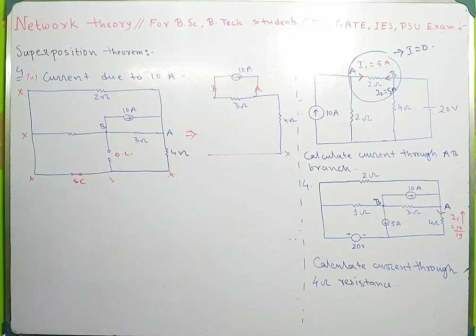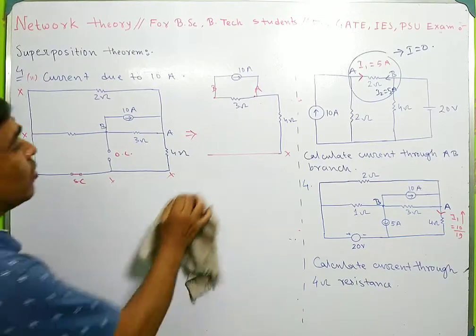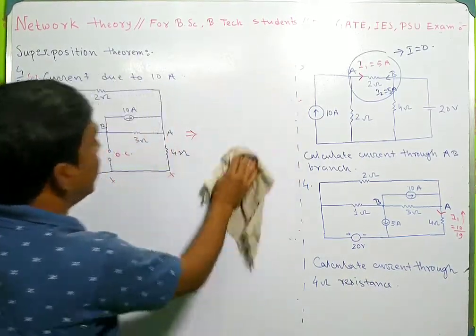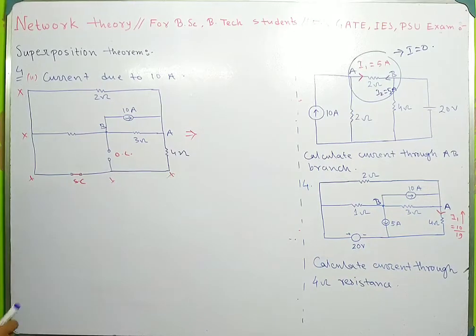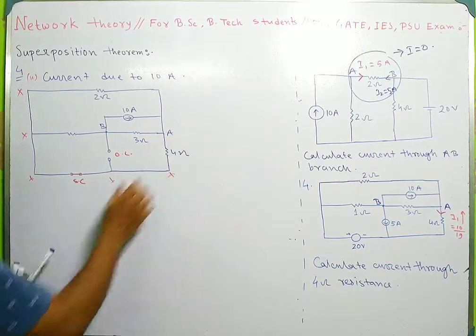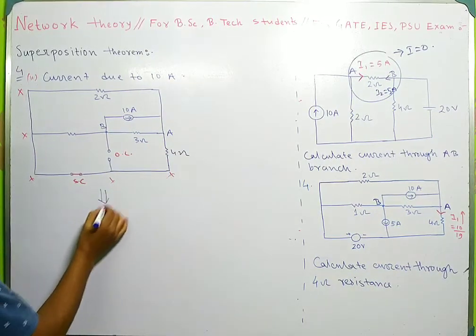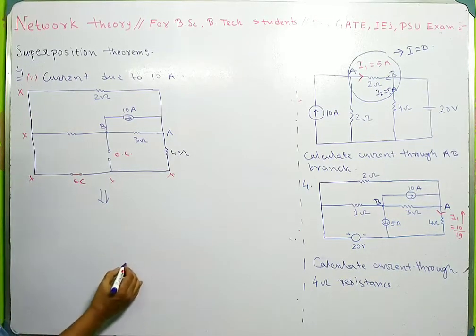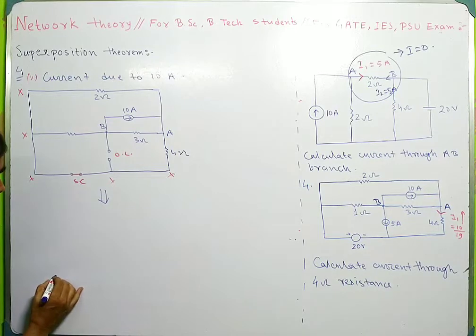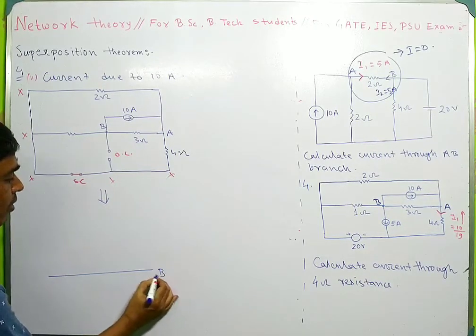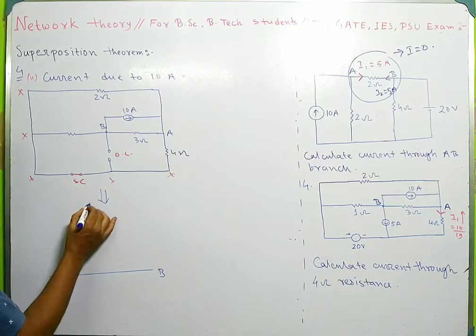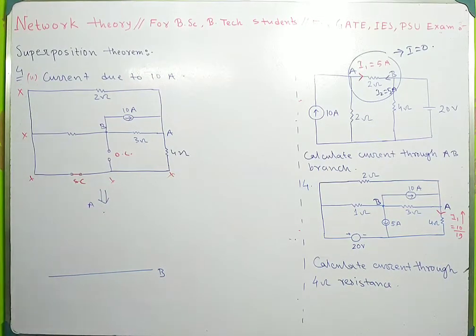So you can draw in this fashion. How to draw? You draw in this way. A to B. Suppose this is B, and here is A. This portion is A. Okay, A and B.